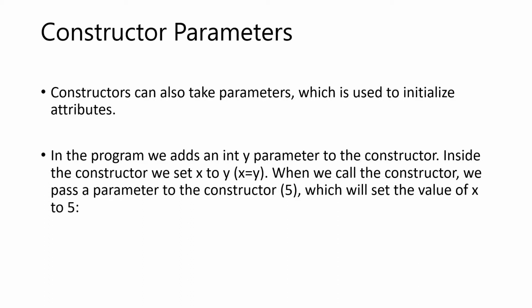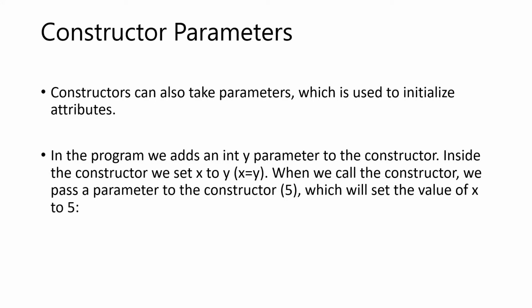Constructor parameters. A constructor can also take parameters, which are used to initialize the attributes. In the following program, we add an int y parameter to the constructor. Inside the constructor, we set x to y, x is equal to y. When we call the constructor, we pass a parameter 5 to the constructor, which will set the value of x to 5. We will see that program.